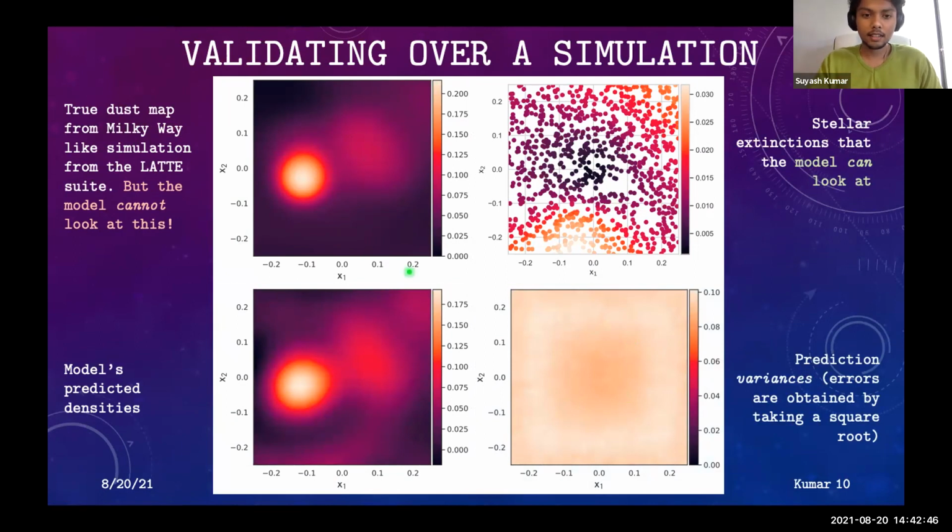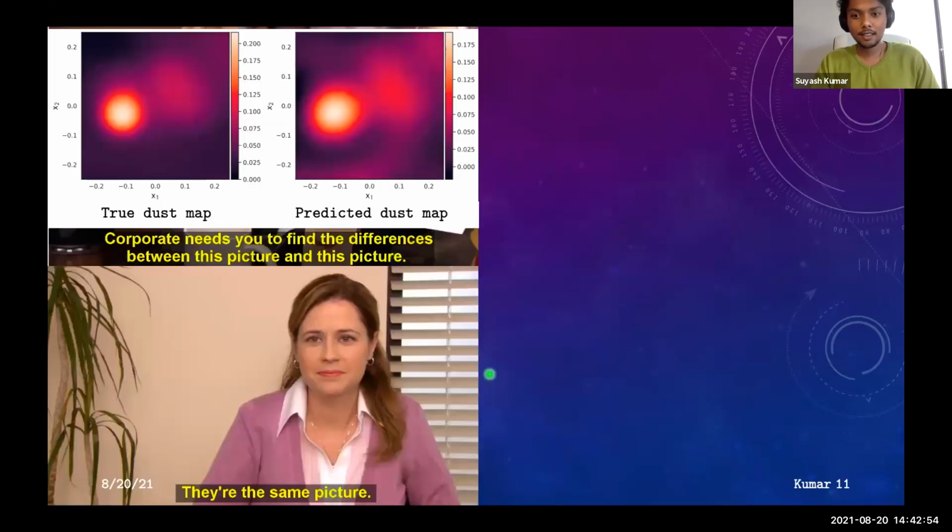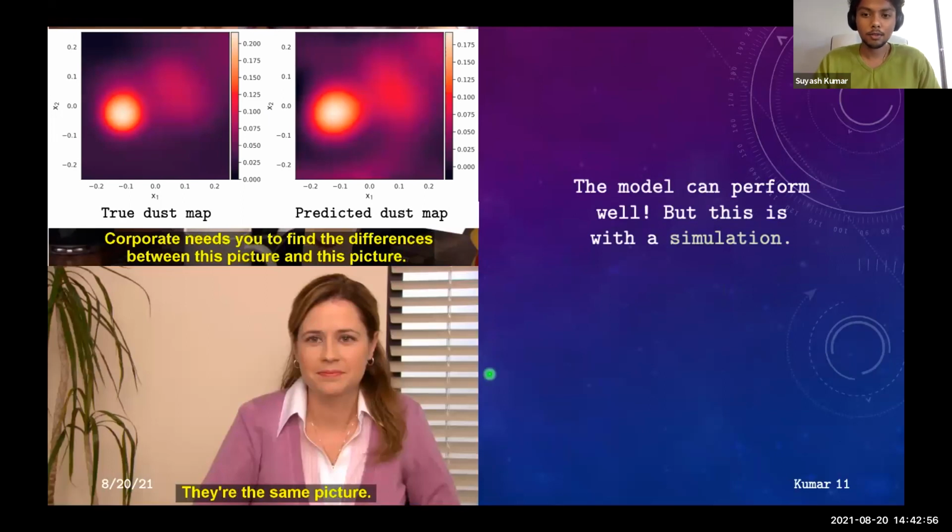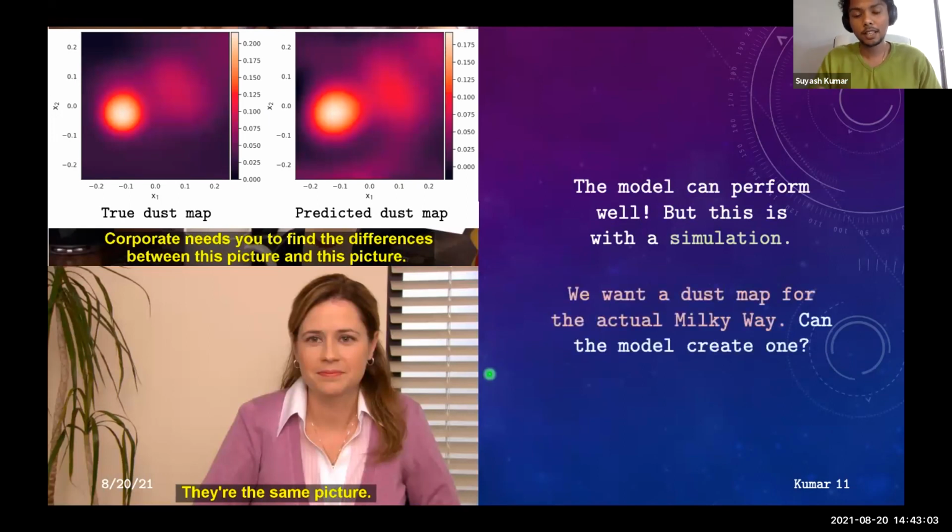Now, the beautiful thing is that the model never actually had a chance to look at this dust map and still came up with this answer that is eerily close, which is a great thing because we know that our model can perform well. But nonetheless, that's over a simulation. We actually want a dust map of the Milky Way. Can our model do that for us?